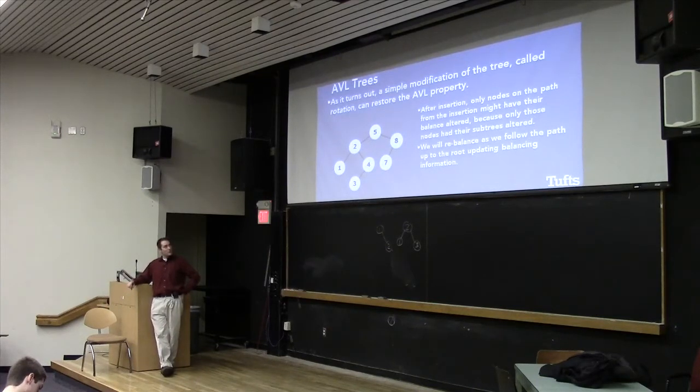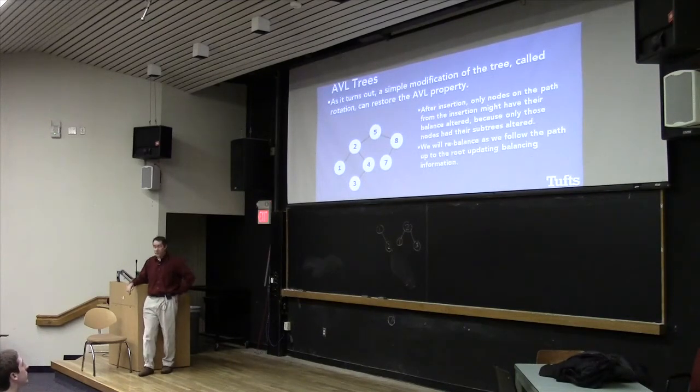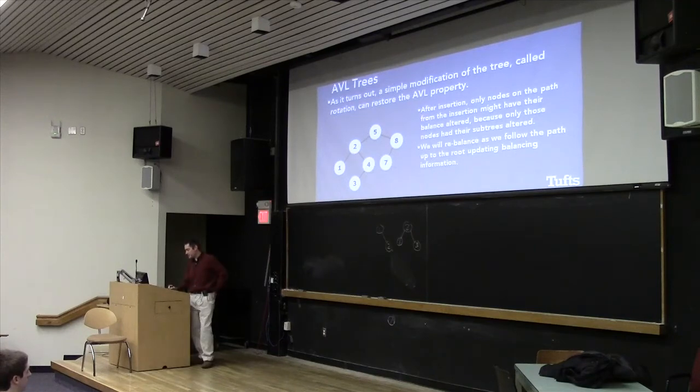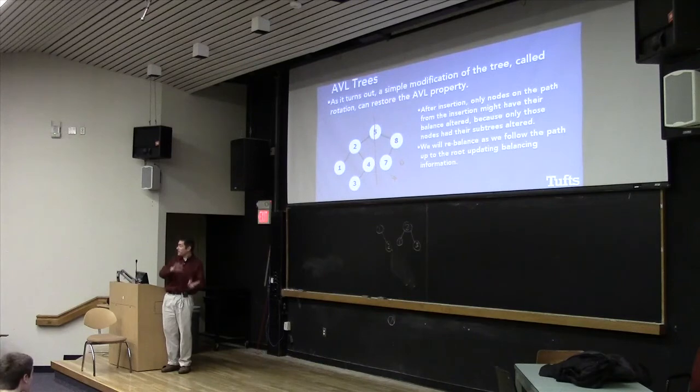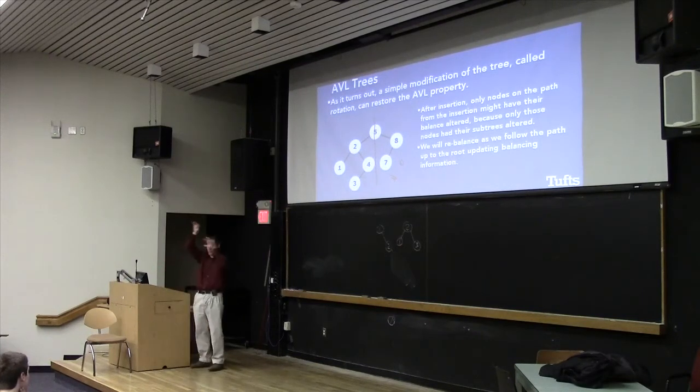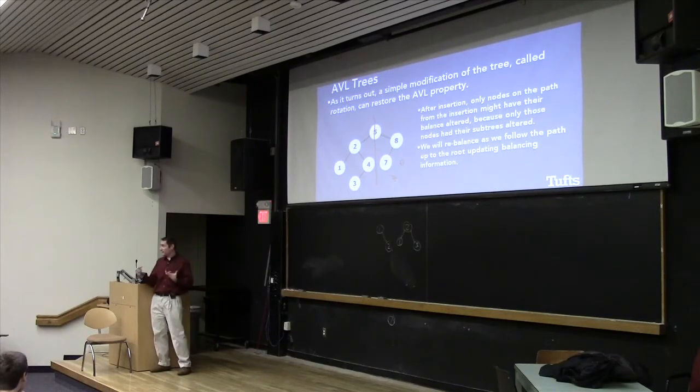After the insertion, only the nodes on the path from the insertion might have their balance altered. If you alter something on the right-hand side of the tree, only things on that side could be affected by it, because you didn't change anything on the left-hand side. You might go all the way up to the root, and the root itself may have a different balance, but you only have to walk up the tree; you don't have to walk down the other side. We'll rebalance as we follow the path up to the root.